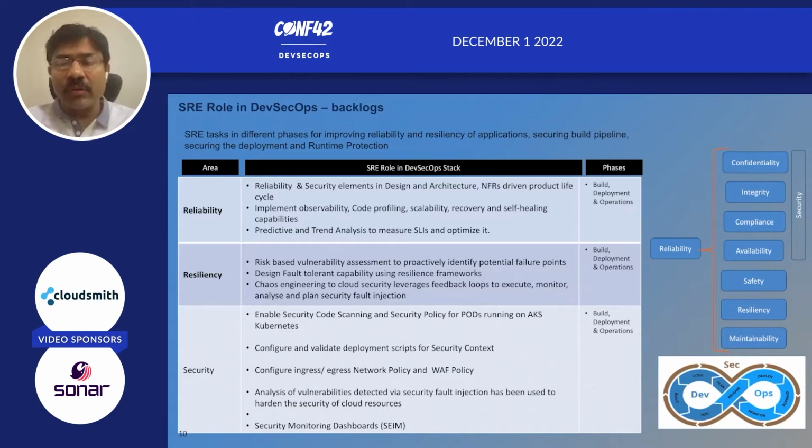Confidentiality is commonly enforced through encryption, IDs, passwords, and even two-factor authentication. Integrity is mainly safeguarding information and systems from being modified by unauthorized people. And of course, availability is ensuring that authorized people have access to the information when needed. Safety, resiliency, and maintainability also contribute to the overall dependability of the system.